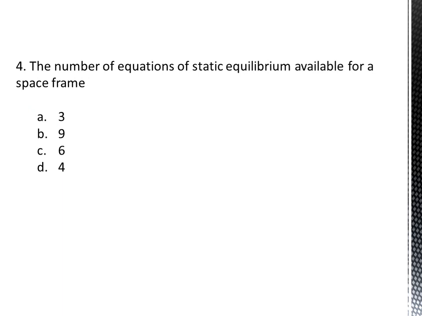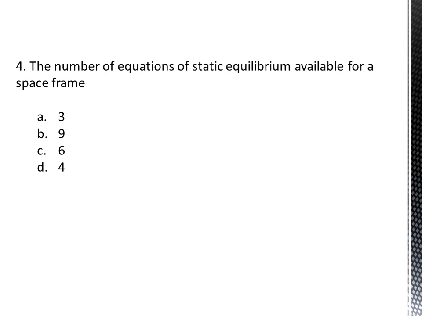The number of equations of static equilibrium available for a space frame. We have the options. Option A, 3, option B, 9, option C, 6 and option D, 4. So the number of equilibrium equations for a space frame is asked in the question. So we all know that for a space frame there will be 6 equations of equilibrium.